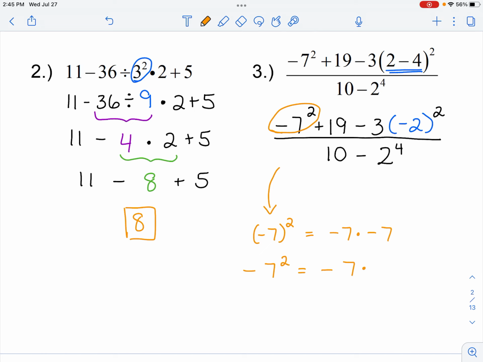All right, so what are we really going to end up with here? Let's get this stuff out of our way. Hold on one second. Sorry about that. All right, so negative stays. 7 squared is 49.